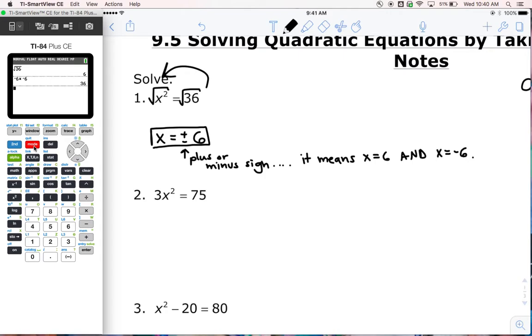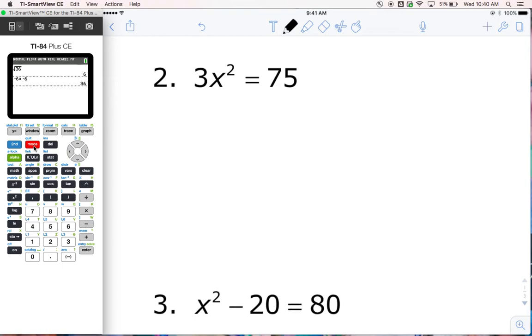Problem 2. All right, well, this looks similar to problem 1, except we got this 3 right here. Now, we do have to get rid of the 3. You cannot do the whole square root thing until you just have x squared, or just something being squared. So let's get rid of the 3. Since it's multiplying x squared, we know that we can divide to get rid of it. Got to do it to both sides of the equation. So now I have x squared equals 25. Now, I know you probably already know the answer. What squared is 25?